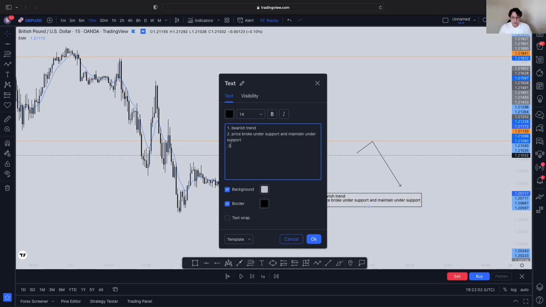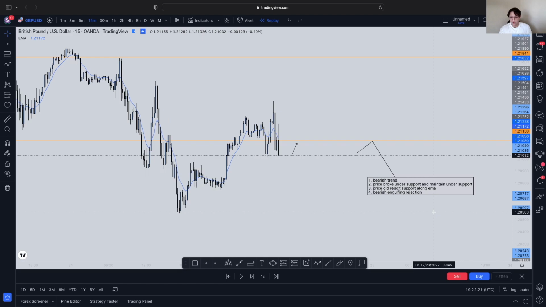The third confirmation is that price did reject support along the EMA, and then the fourth confirmation is that we got a bearish engulfing rejection. Boom. So this is the fourth confirmation that we got with this trade. We are in a bearish trend. Price broke under support. Price did reject support along the EMA, right? We did reject the 50 EMA, and price had a very nice bearish engulfing candle rejection, right?